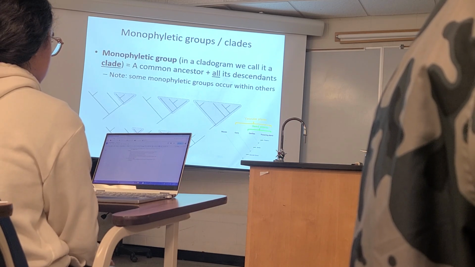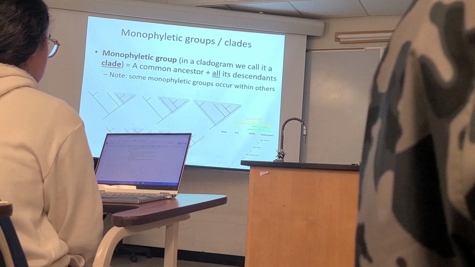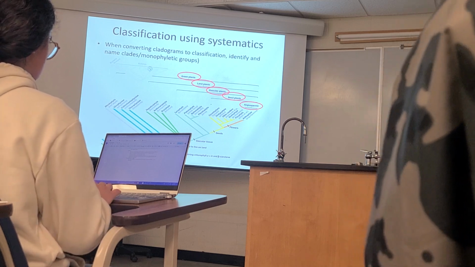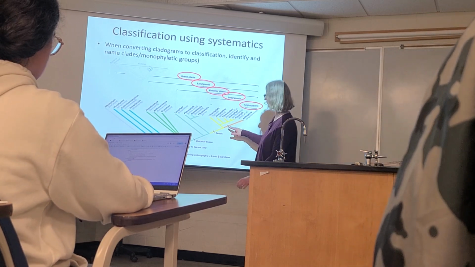Okay, so in systematics, when you make your phylogenetic tree like this, you're going to start looking for those clades. And you're going to start naming them. Okay? So we have, for example, a group right here.